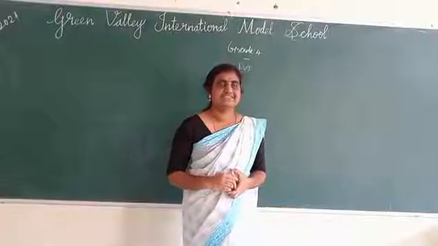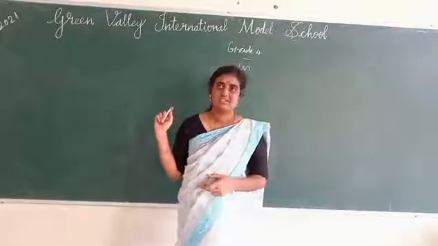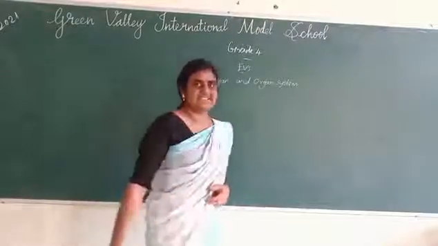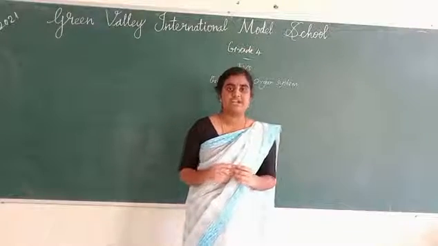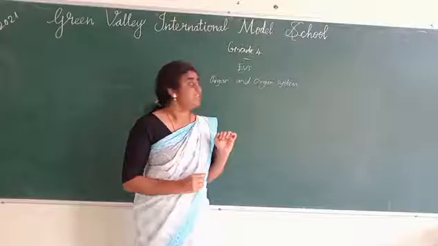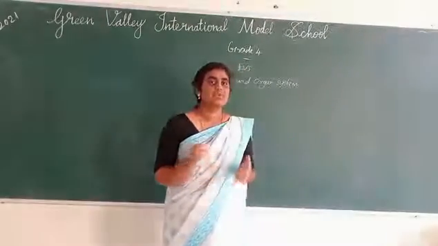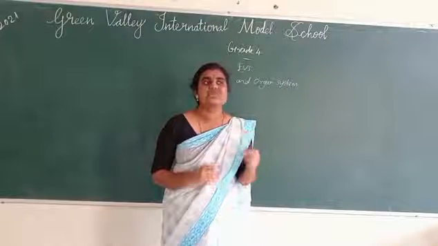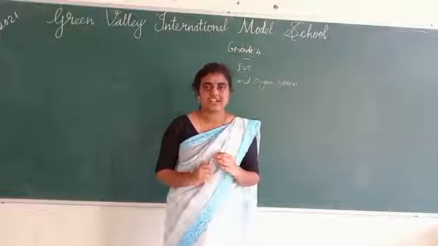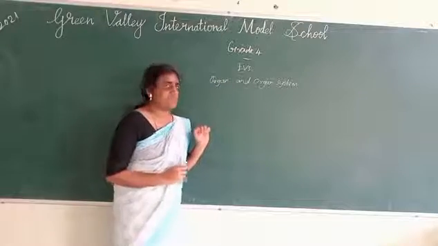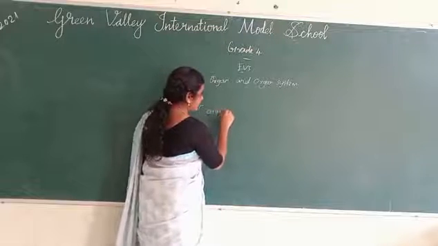Good morning, children. In this class, we will revise our first unit. Children, what is our organ? The body parts which perform a specific function in our body are called organs. Then what is an organ system? A group of organs or a set of organs which perform a series of functions in our body is called an organ system. There are seven organ systems in our body.